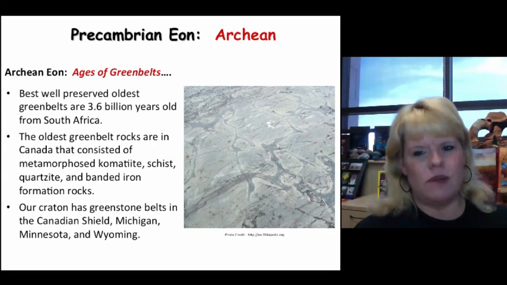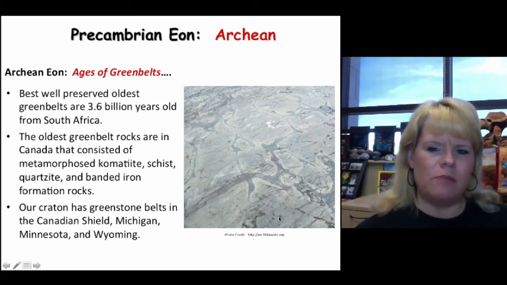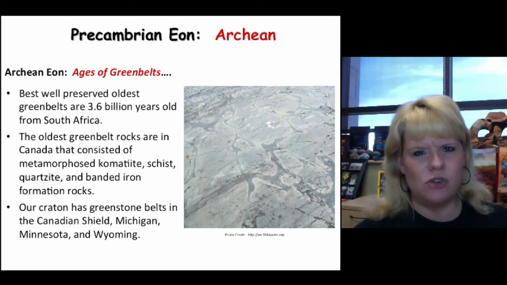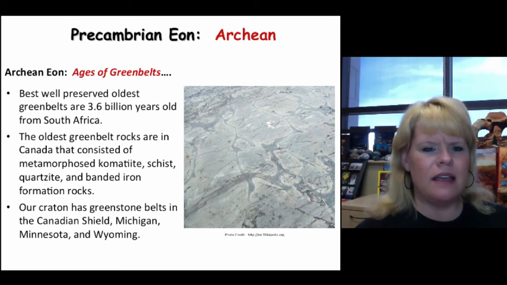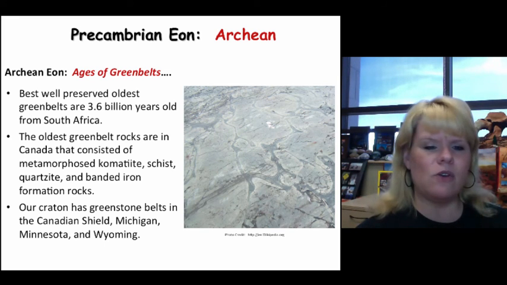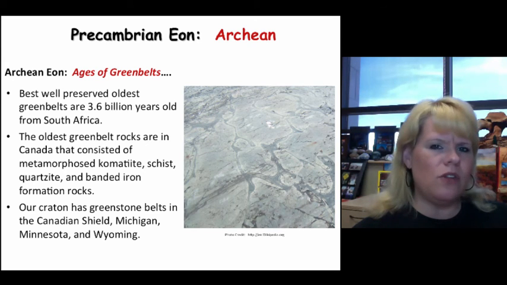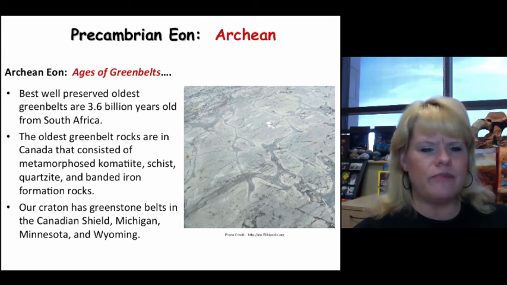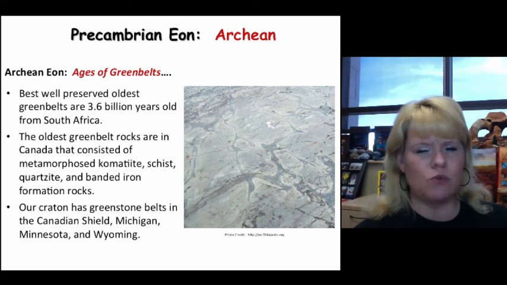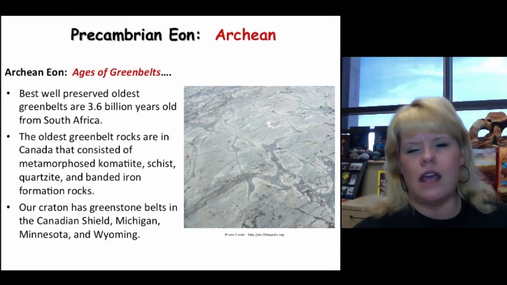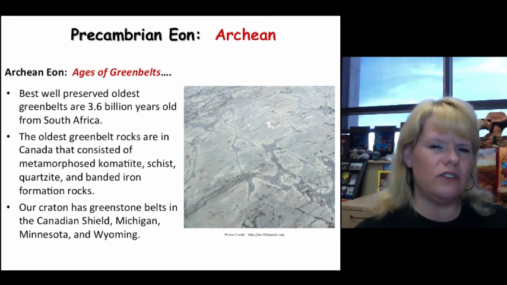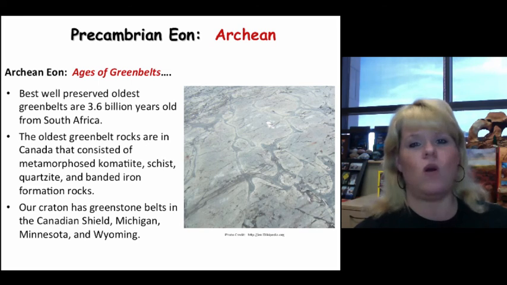So how old are these greenstone belts that we find? This is what greenstone belt rock tends to look like, and the oldest greenstone belt rock that we have is 3.6 billion years old. So we know starting about that far back in South Africa, we were cranking out continents and cores of continents in a pretty fast manner. When we look at the oldest greenstone belt rocks in North America, they're found in Canada, and they're metamorphosed komatiites, schists, quartzites, and even banded iron formation, which we'll get to a little later. So our craton has a lot of greenstone belt rocks in it, but primarily found in the Canadian Shield. You can see some up in Michigan, Minnesota, and even in Wyoming, believe it or not.